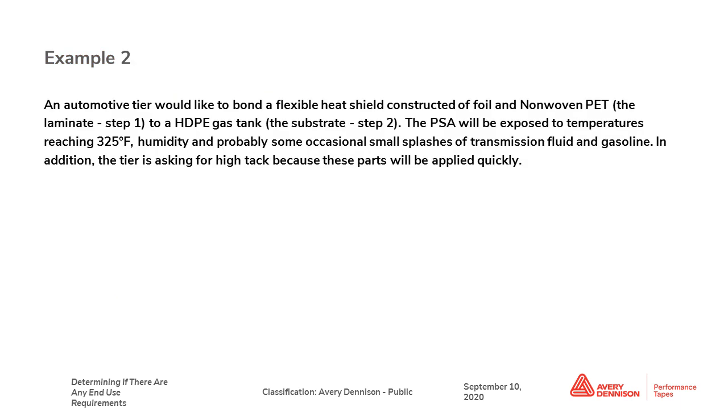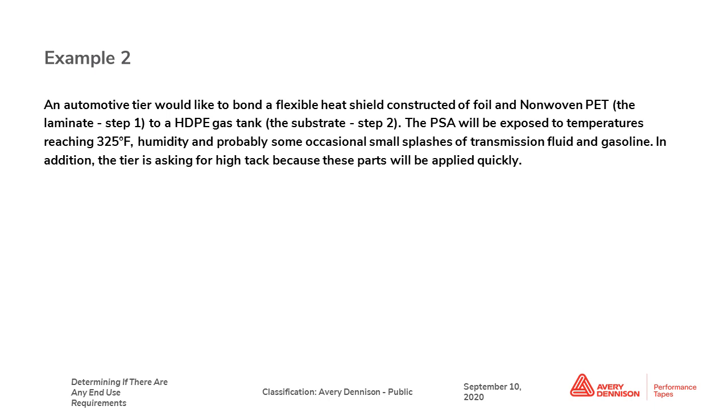All right, example 2. An automotive tier, so this is like a tier 1 selling to an OEM, would like to bond a flexible heat shield, which is constructed of foil and a non-woven polyester. Okay, so in this situation, the foil is actually bonded with some other type of bonding adhesive, like a heat-activated film, to the non-woven polyester. The adhesive, the pressure-sensitive adhesive, the tape, is going to be laminated to the underside of the non-woven polyester.